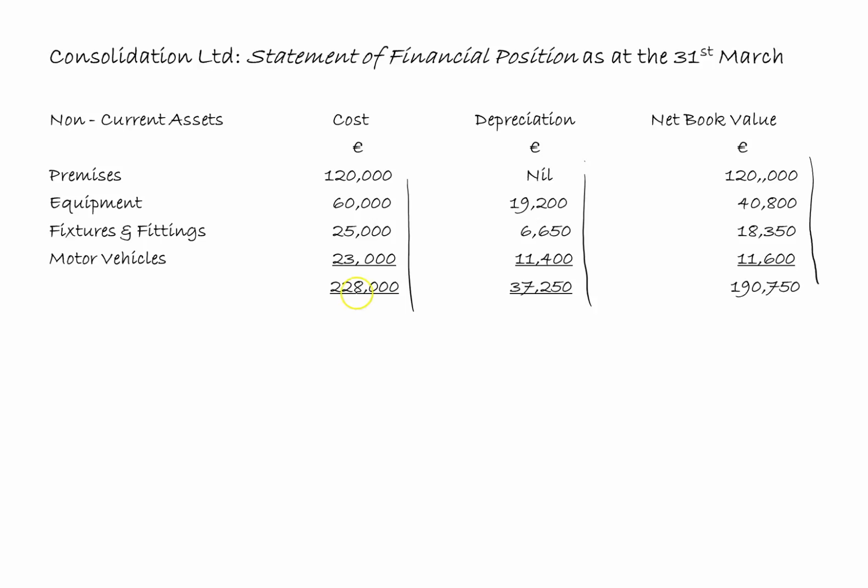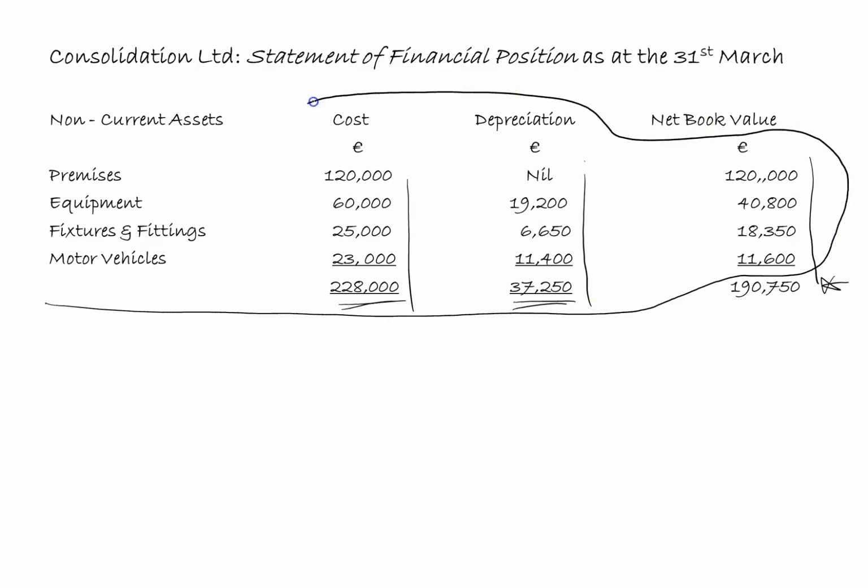Okay, so what I'm going to do is add up these three columns, and you'll notice here that I've underlined the cost and the depreciation, but I haven't underlined the net book value. Because in fact this little table here, just draw a ring around it like this. What we're looking for here is the net book value of the non-current assets, which is 190,750. We'll continue with this figure here, but we're finished with everything else.